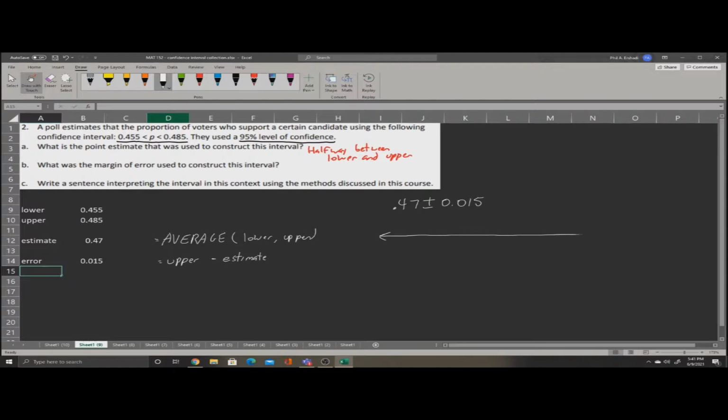We could also draw a picture based on this. Our point estimate is 0.47, and as we know, our lower is 0.455, which we were given, and our upper is 0.485, which we were given. The distance between the upper and the point estimate is our error, whereas from the lower to the upper is our confidence interval.